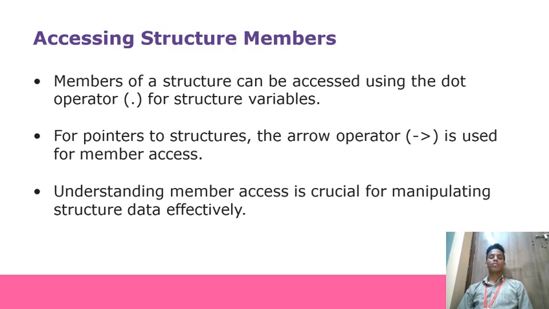Accessing structure members. Members of a structure can be accessed using the dot operator for structure variables. For pointers to structures, the arrow operator is used for member access. Understanding member access is crucial for manipulating structure data effectively.